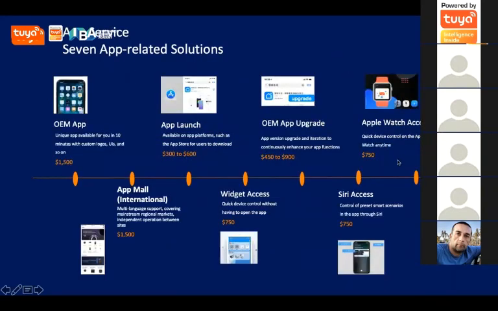When we're talking about the app services, we have 7 app-related solutions. First is OEM app and app launch, OEM app upgrade, Apple Watch access, app mall and widget access, and Siri access. I will introduce the 7 app services one by one.